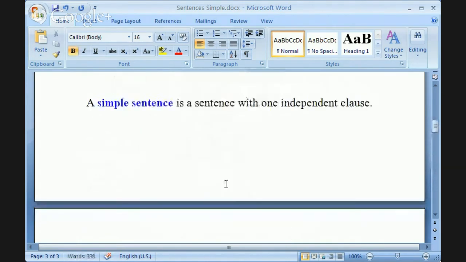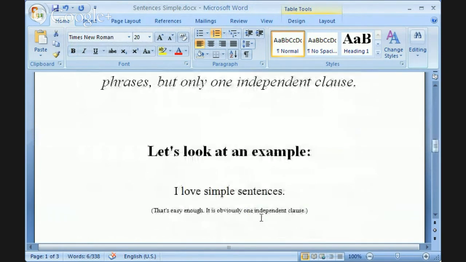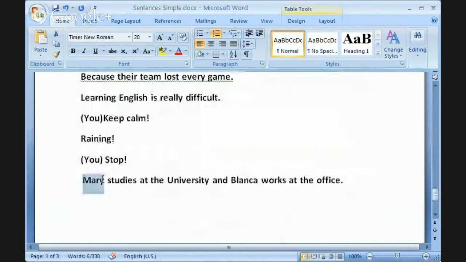notice in our simple sentences, we can have two subjects working on one verb. We can have one subject who has two actions. What do you have?